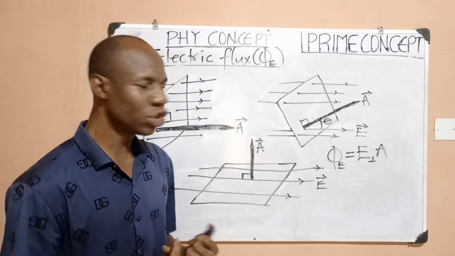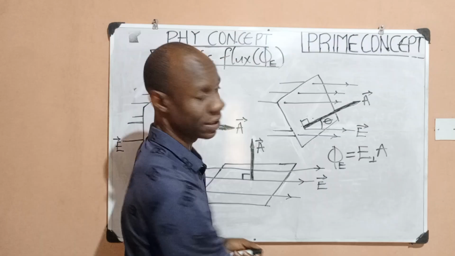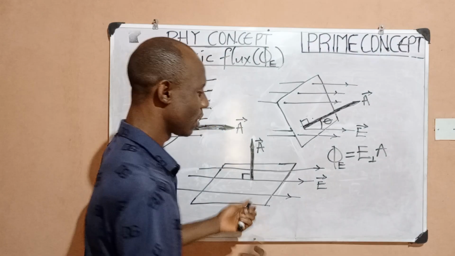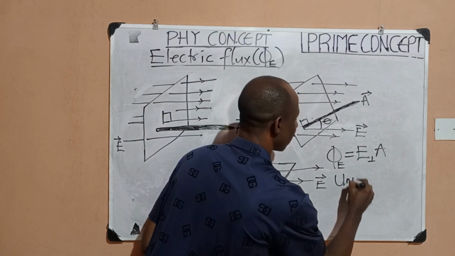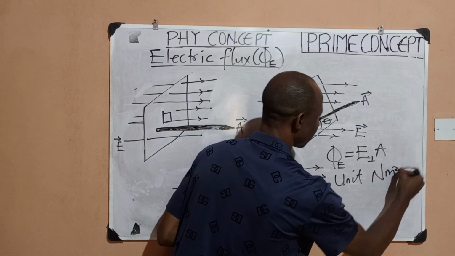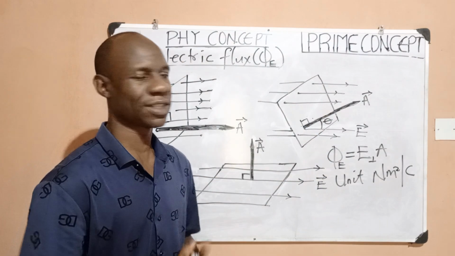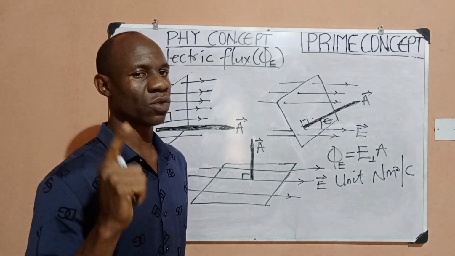Now, what is the unit for electric flux? If you check this, we know the unit of E and we know the unit of area. So what it means is that the unit of electric flux is going to be Newton meter square per coulomb. So this is the unit of electric flux, Newton meter square per coulomb.